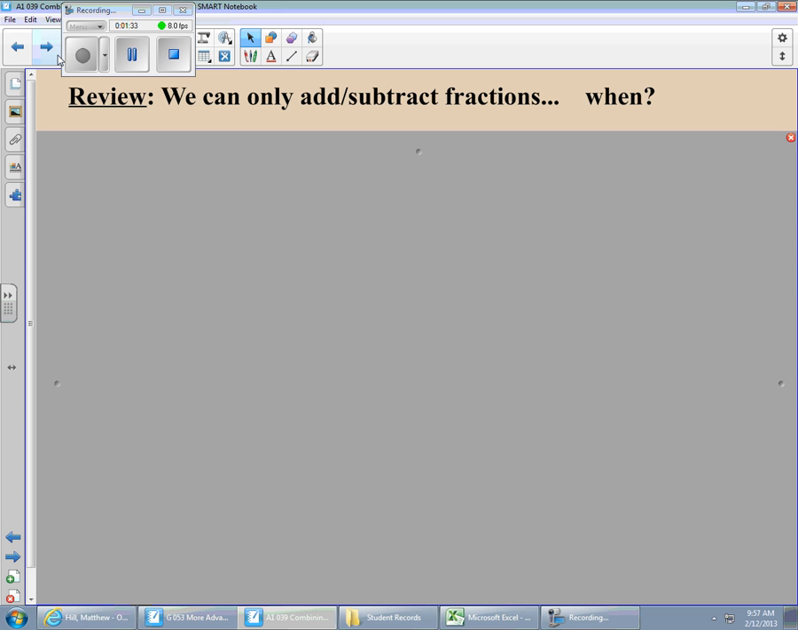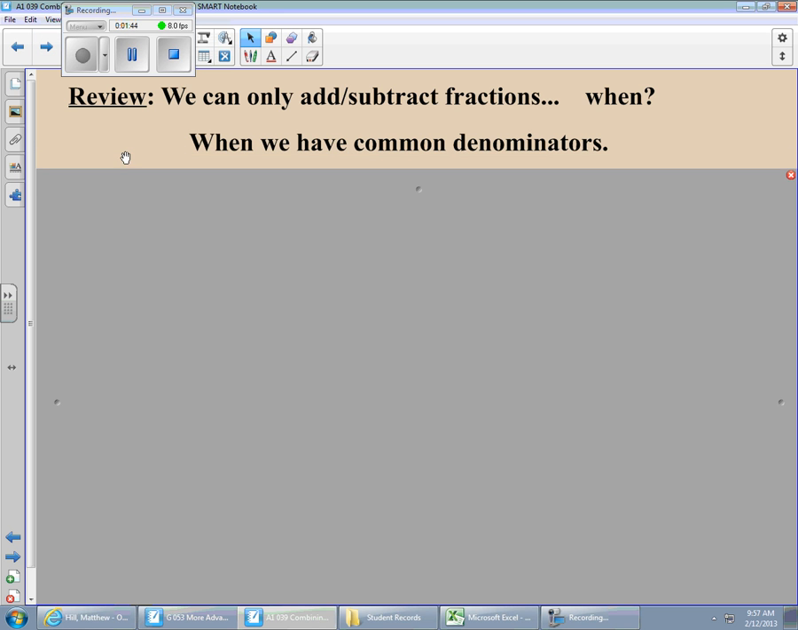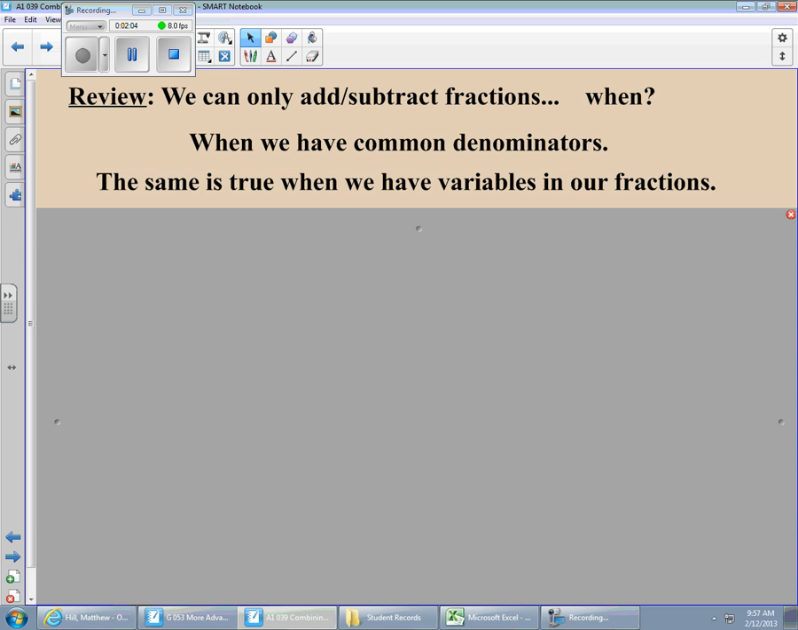We can only add or subtract fractions when... What must fractions have in order to be able to add or subtract them? Got to have common denominators, okay? Remember, with multiplication and division, fractions don't care if they have common denominators or not. With multiplication, you just multiply straight across. Division, you can leave, change, flip. But when it comes down to adding or subtracting, you absolutely have to have common denominators in order to combine them, okay? There's just no way to get around it.